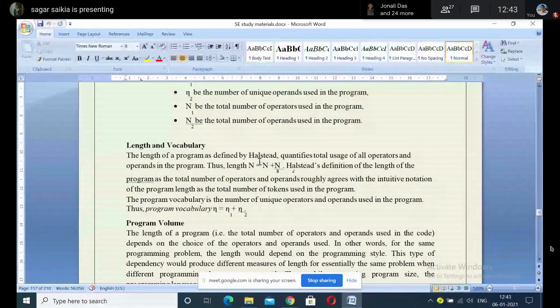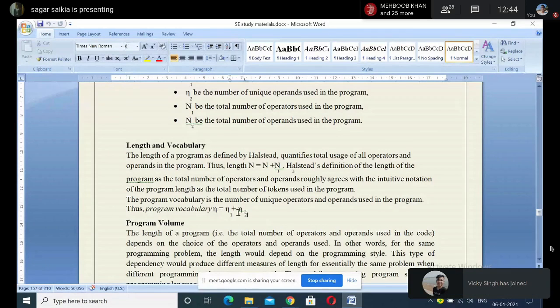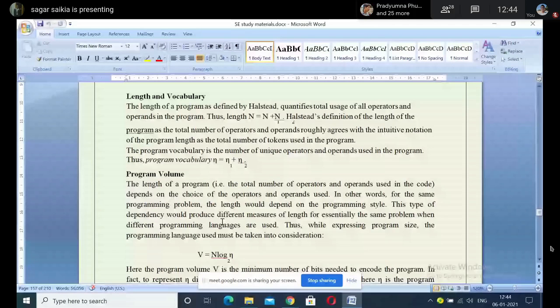And if the length of the program is N, and I want to find the program vocabulary, the understandability of the program, then it will be eta 1 plus eta 2. Now, if I want to find the entire program volume, then how do I find it? I use this equation. So it's a very scientific approach. You can see everything is mathematically derived, isn't it?